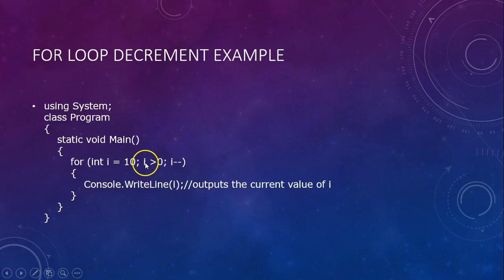And at that point, I is now 0. So is 0 greater than 0? No, it's equal to. So it doesn't work, so it exits out. So there's two really quick examples for you.